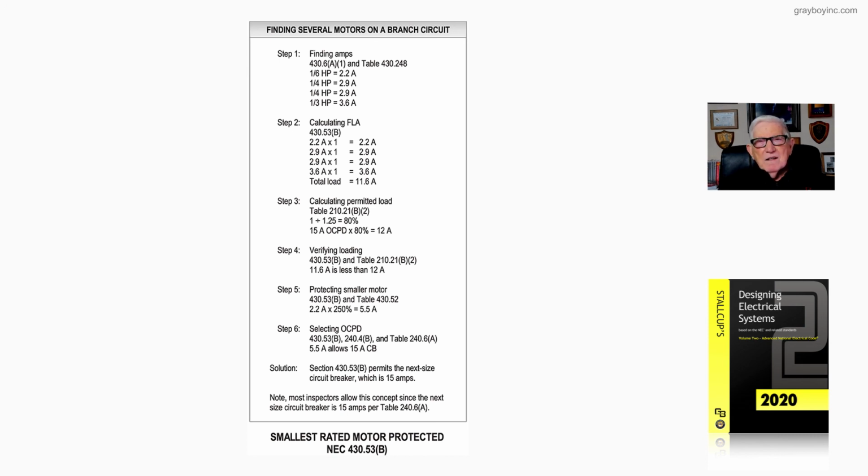And that's exactly what this figure 18-30 is illustrating, how you could put those fractional horsepower motors, more than one, on a 15 amp circuit as long as you follow the rules of 430.53(b). And you could even have some lighting loads on there, other loads by that section.